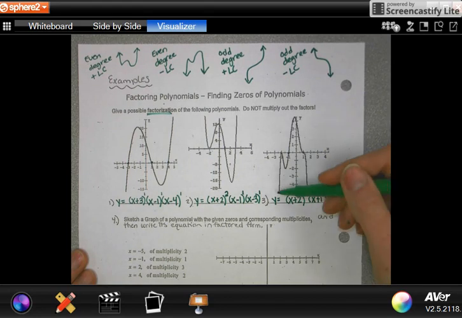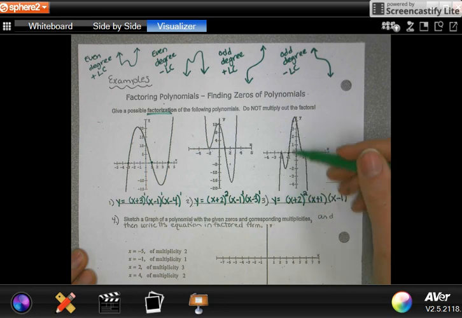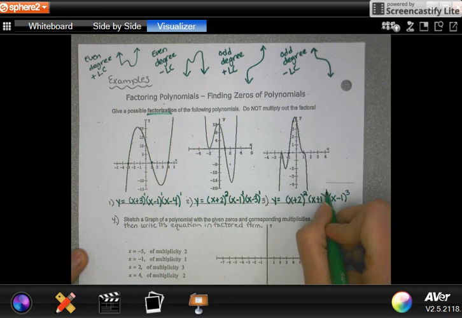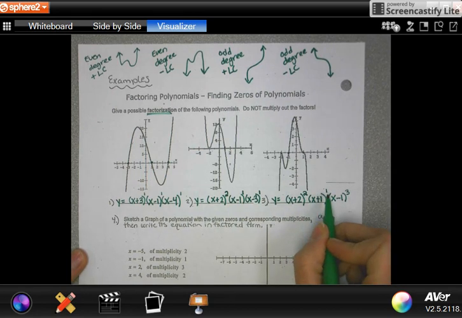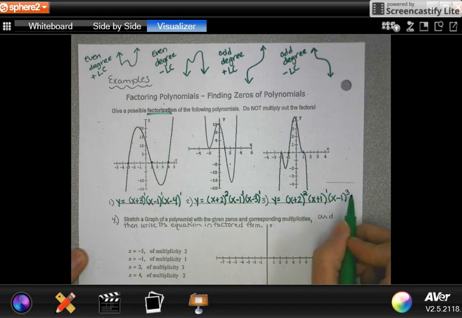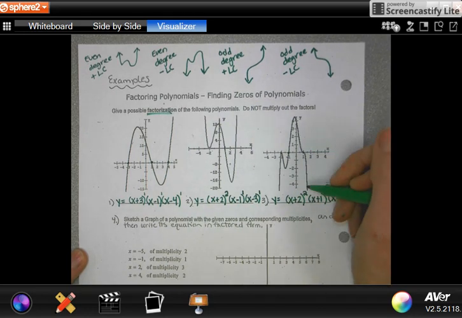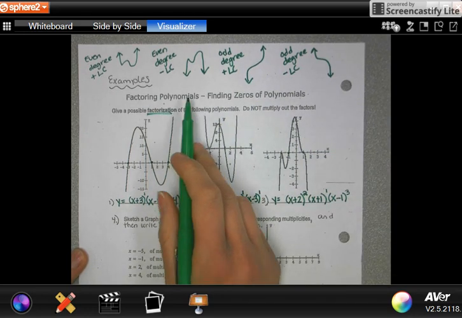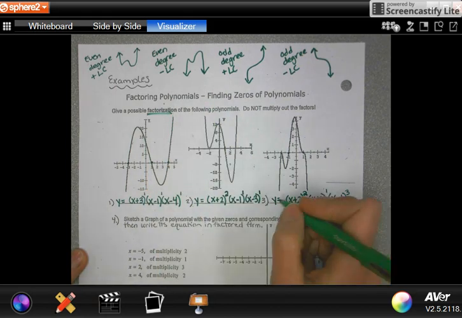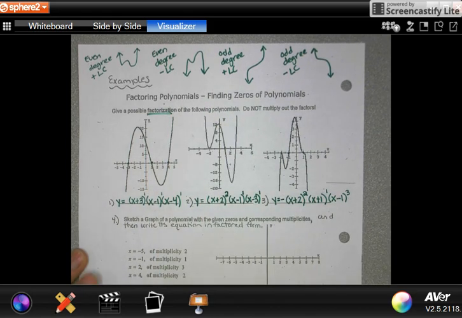So I'm looking at this graph, it is opening down, and if I add up the exponents, 2 plus 1 plus 3, that is 6. So that's an even degree function, but because it's opening down, the leading coefficient must have been a negative number. So you can just throw a negative out front.